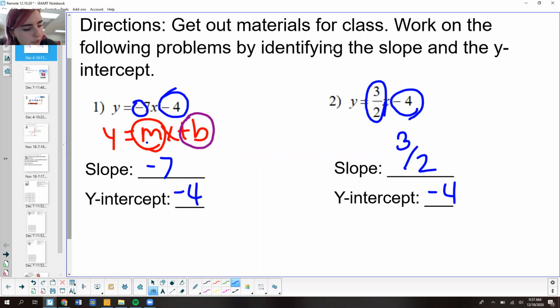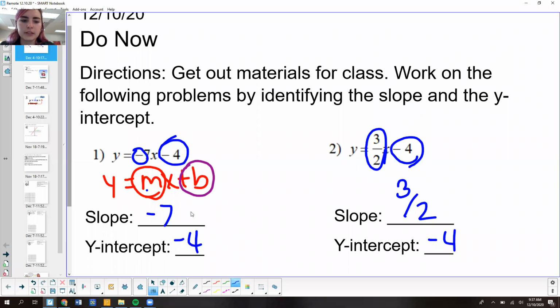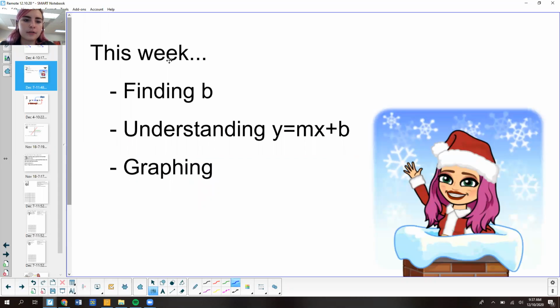So I just wanted to review that with you guys, just make sure understanding the different parts of the slope-intercept format is pretty key in this unit. So if you don't know which one's the slope and which one's the y-intercept, definitely make sure that you're working towards building that understanding, asking questions if you don't understand, but we've been going over it for several weeks now.